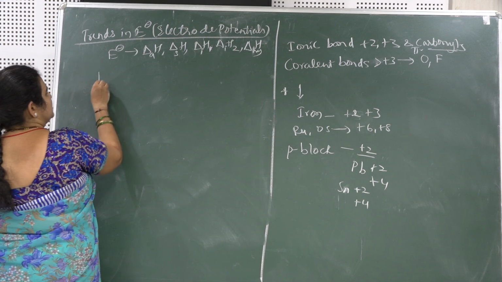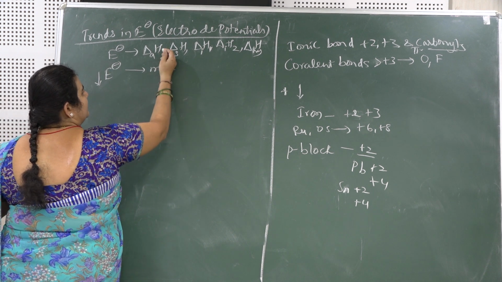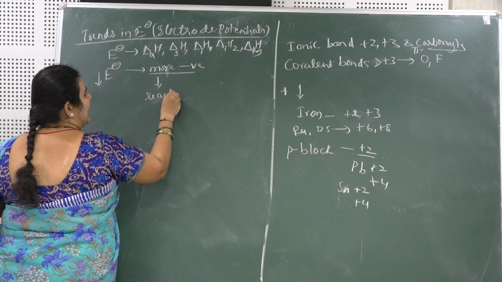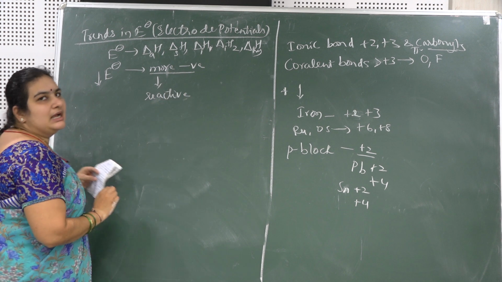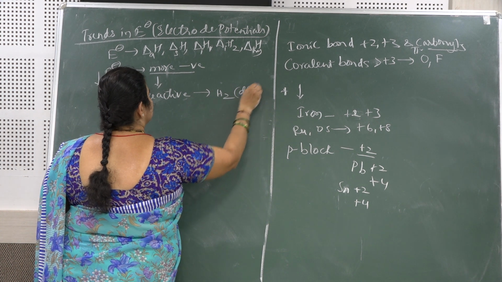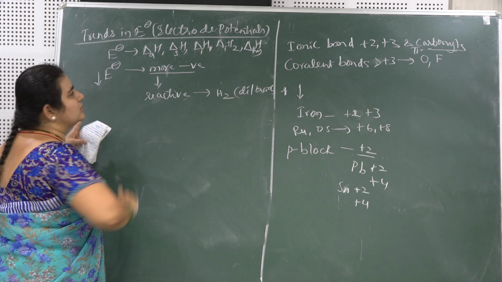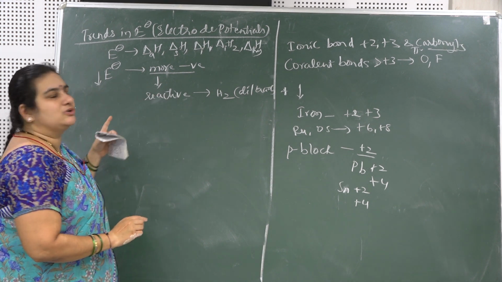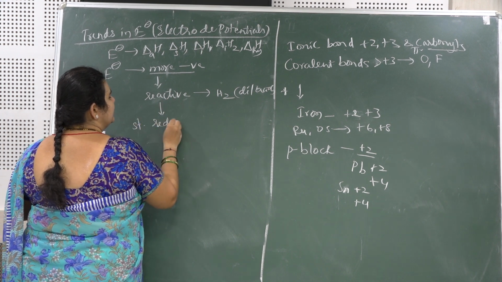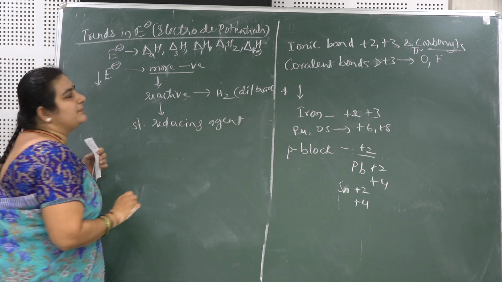The lower the electrode potential, that is, the more negative the electrode potential, the more highly reactive the metal will be. It will liberate hydrogen from dilute acids, and a metal having a lower or more negative electrode potential acts as a stronger reducing agent. This is the general trend in electrode potential.